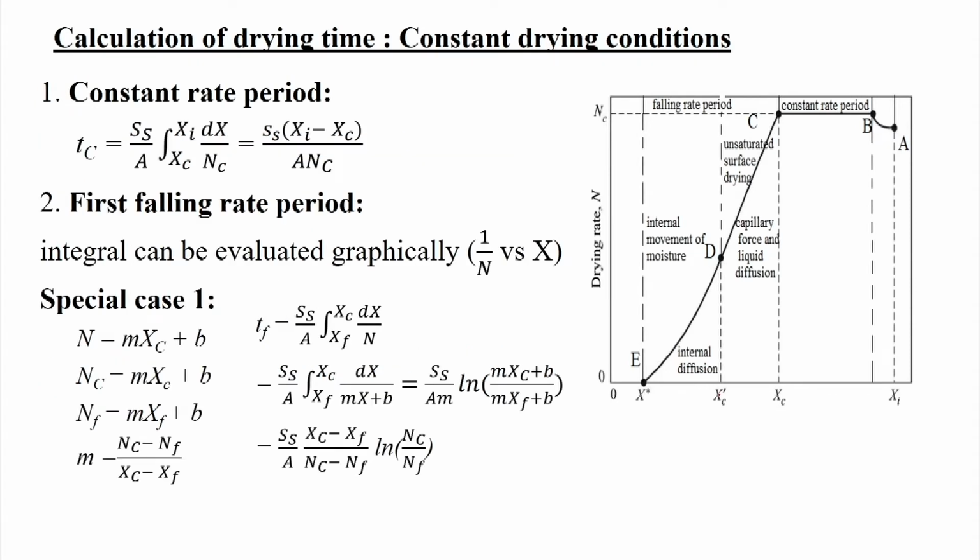Now we will discuss the constant rate period time. T_c is equal to Ss by A N_c into X_i minus X_c. For the falling rate period, there may be two falling rate periods: the first falling rate period, then the second falling rate period. If the drying rate is proportional to moisture content in the first falling rate period, then T_f will be Ss by A into X_c minus X_f by N_c minus N_f into ln N_c by N_f.